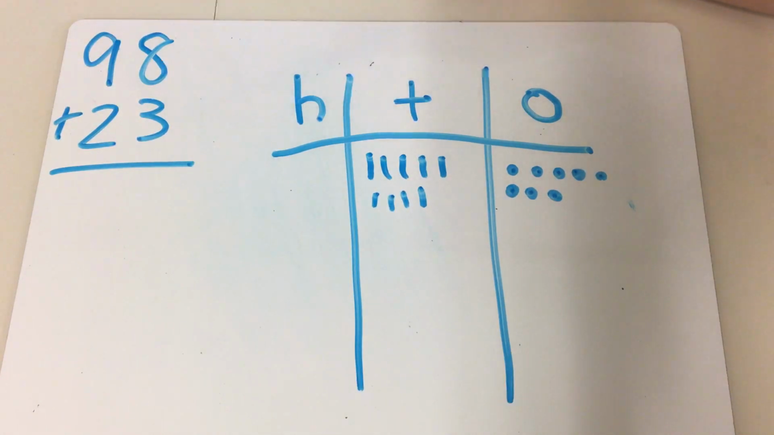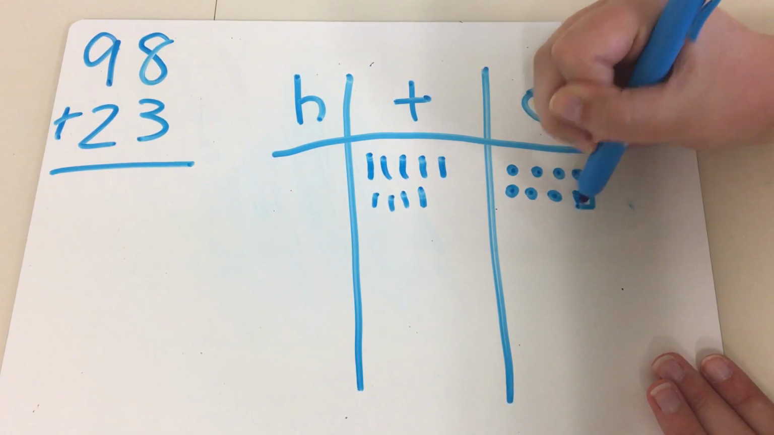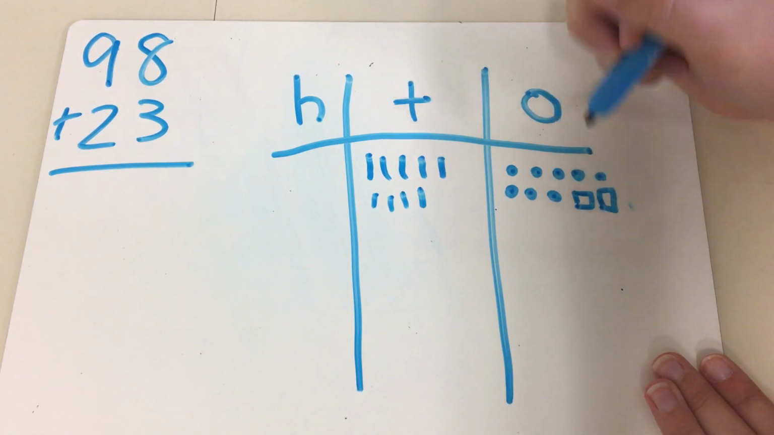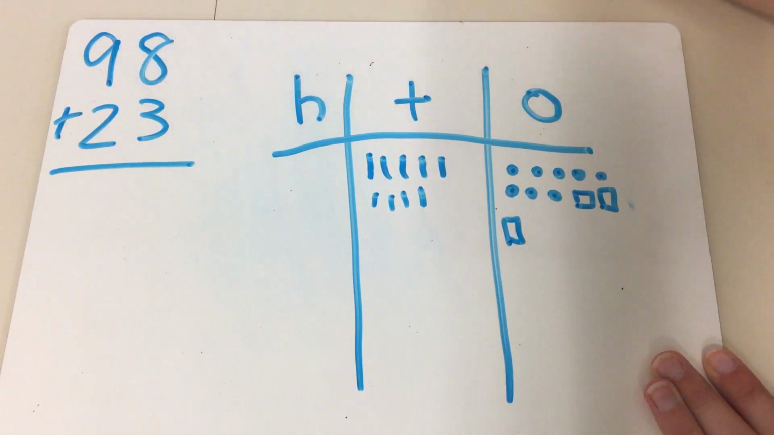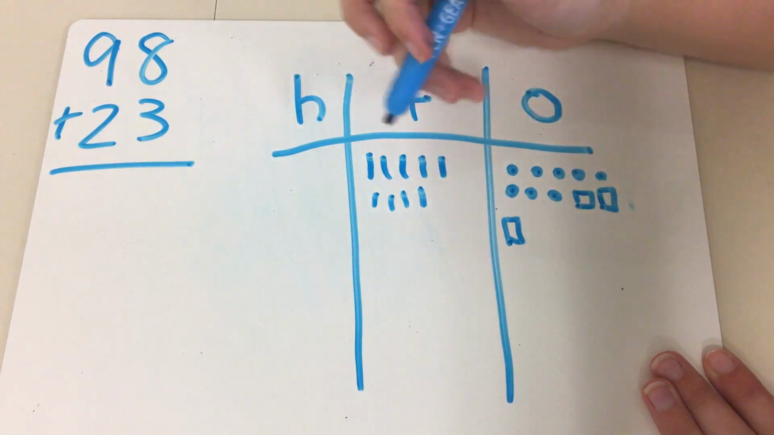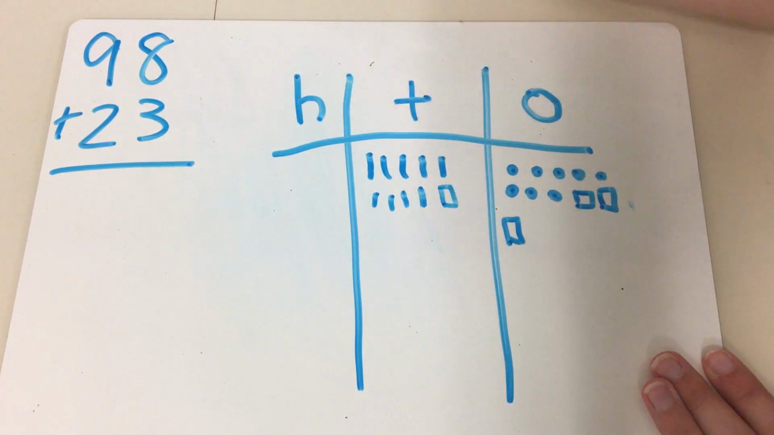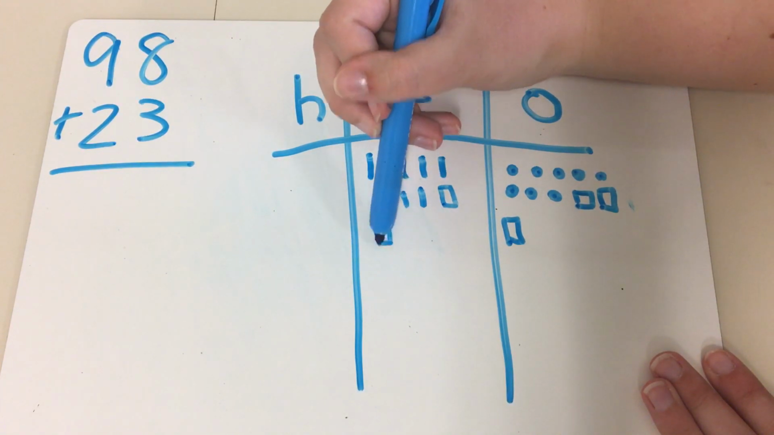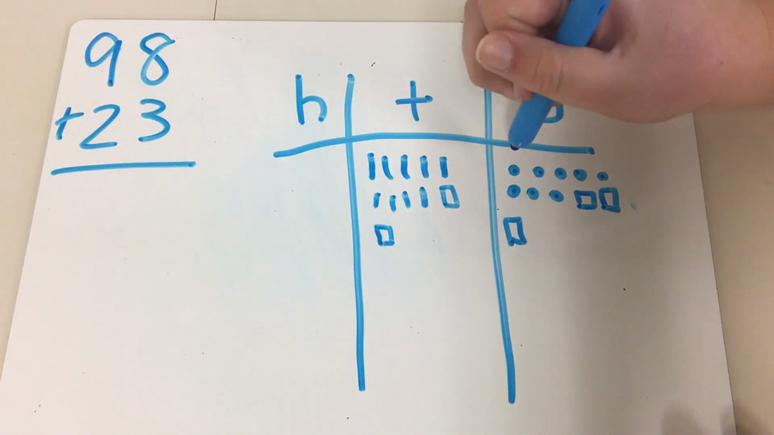So in my next number, 23, how many ones do I have? 3. So I'm going to add those there. I'm going to make them squares. 1, 2, 3. And then how many tens do I have? 2. So I'm going to add my 2 tens. 1, 2. So as you can see over here, I have one group of 10, so I'm going to circle it.